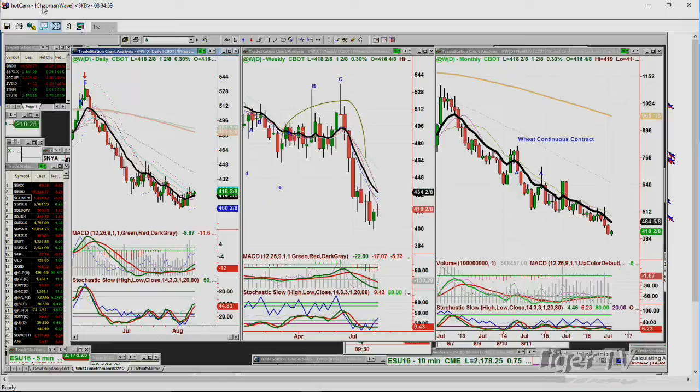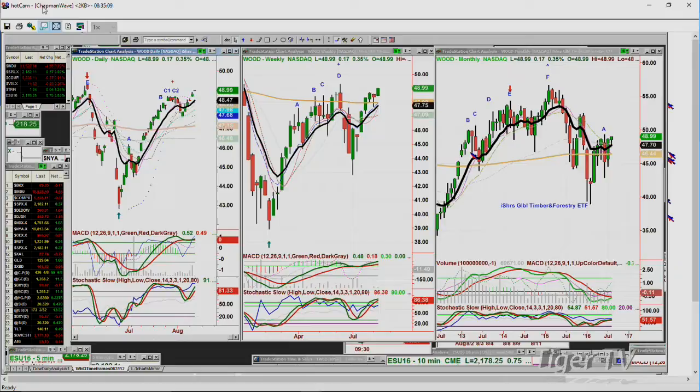And I just want to go to high grade. Oh, I want to look at this because it's part of the commodity look. WOOD, the iShares Global Timber and Forestry ETF. It finally, yesterday, went to a leg D. The last move was at leg E.